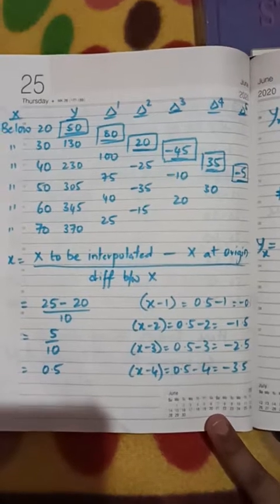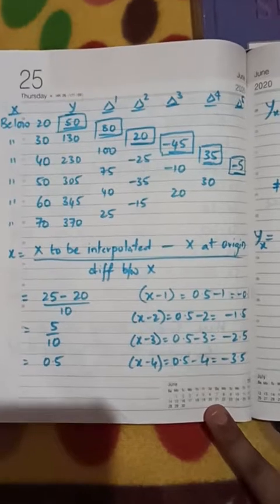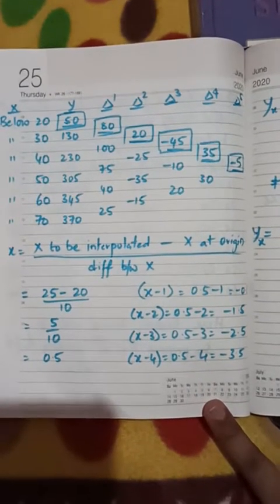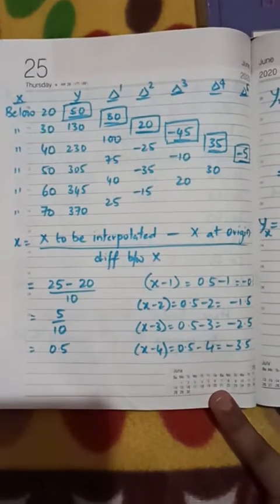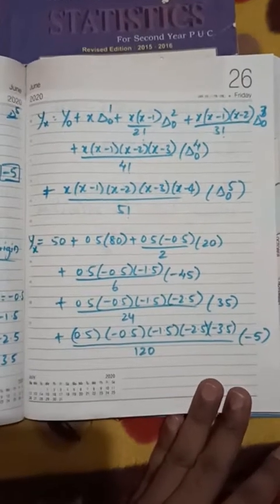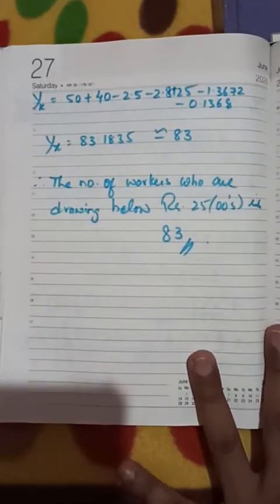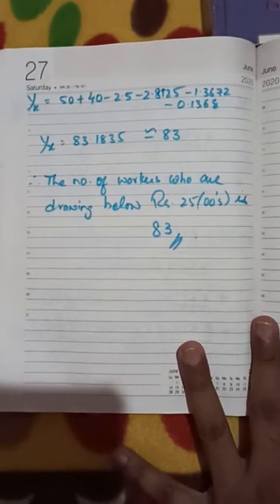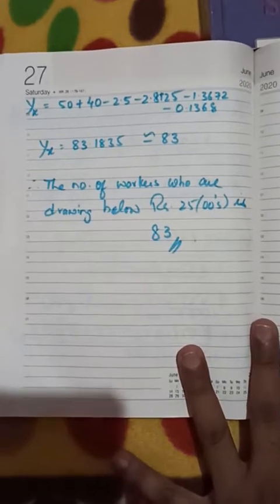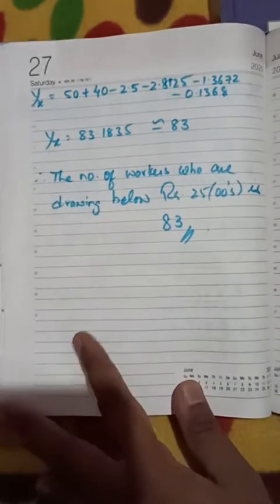After drawing the table, the leading differences: 2 minus 1, 3 minus 2, 4 minus 3, 5 minus 4, 6 minus 5. This way the leading differences should be done. Later on small x should be calculated and then substituted in the formula like this. This is a little bigger one. This would be the final answer: below rupees 25,000, how many people are there? 83. So this is the method, Newton's method.